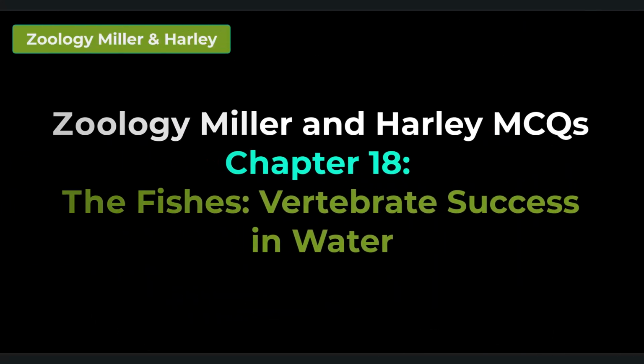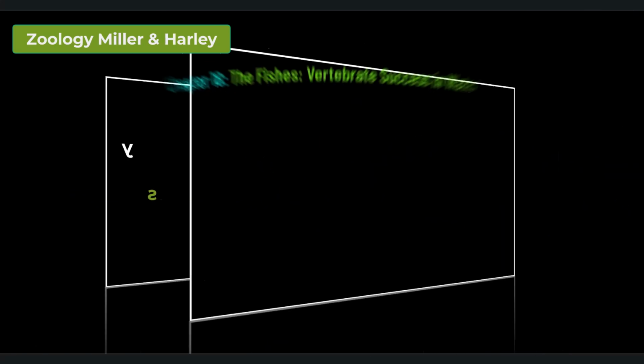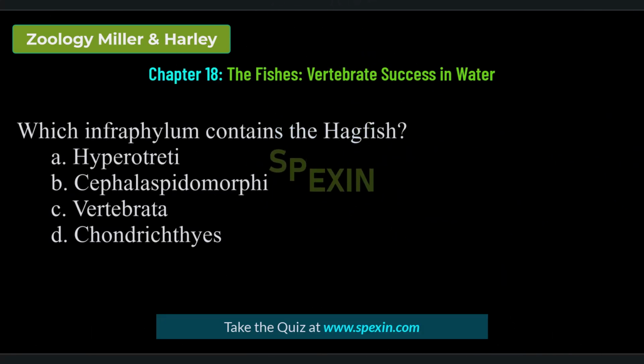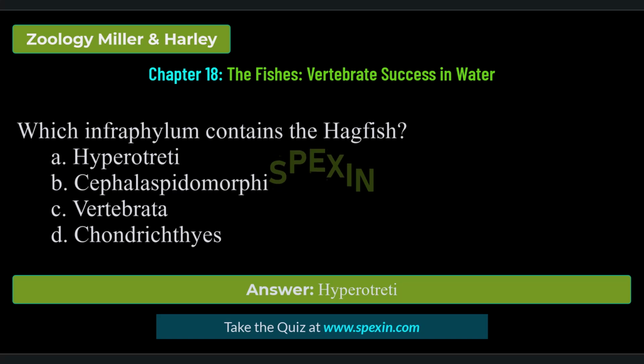Zoology Miller and Harley MCQs. Chapter 18. The Fishes. Vertebrate Success in Water. Let's start. Which infraphylum contains the hagfish? Hyperotreti, Cephalaspidomorphi, Vertebrata, Chondrichthyes. Correct answer: Hyperotreti.